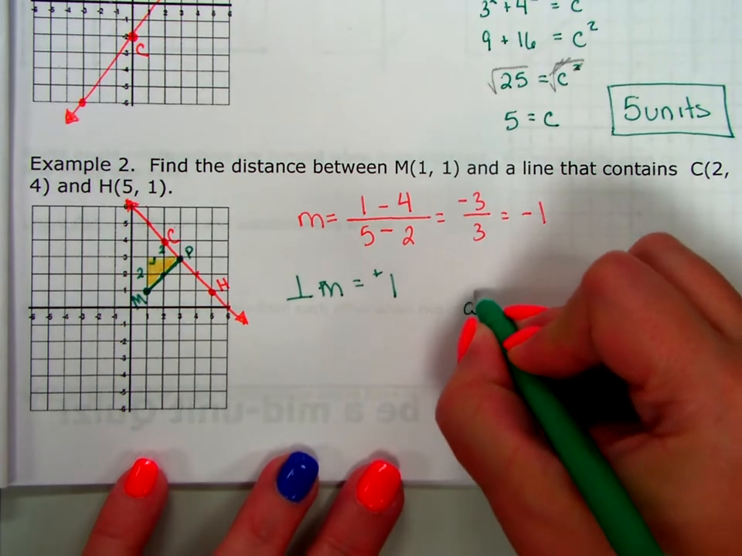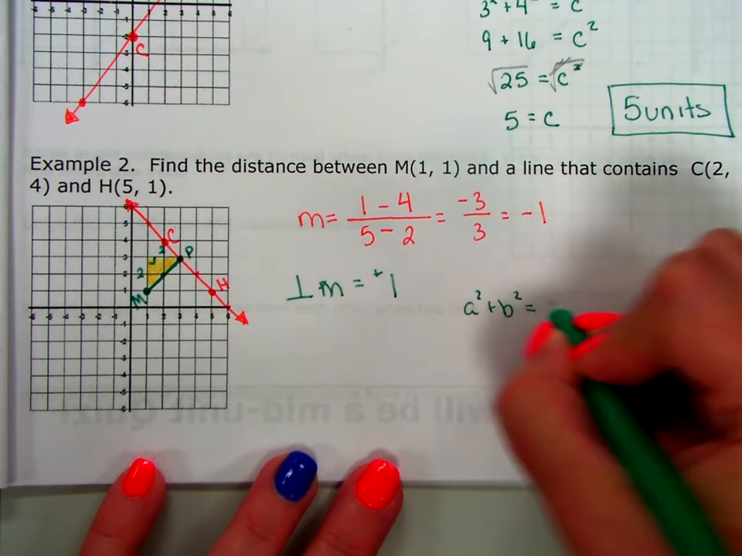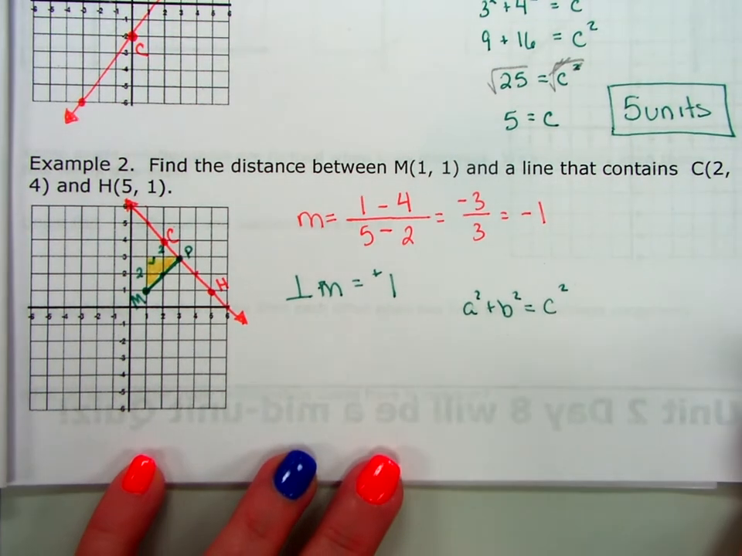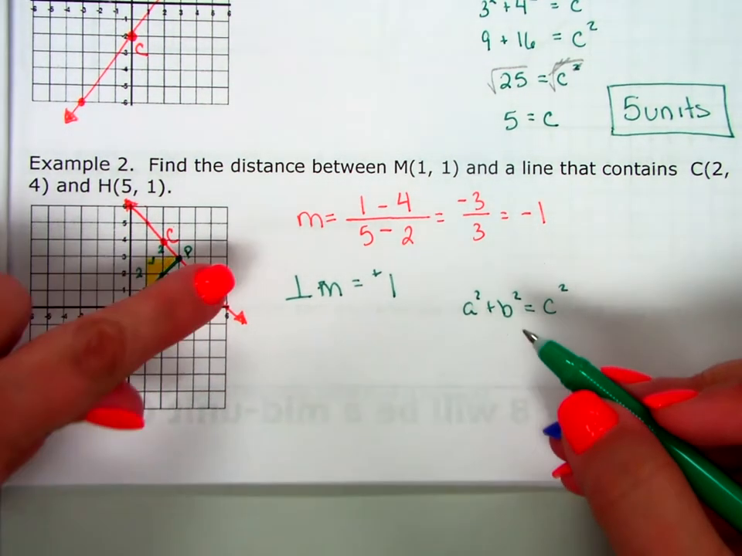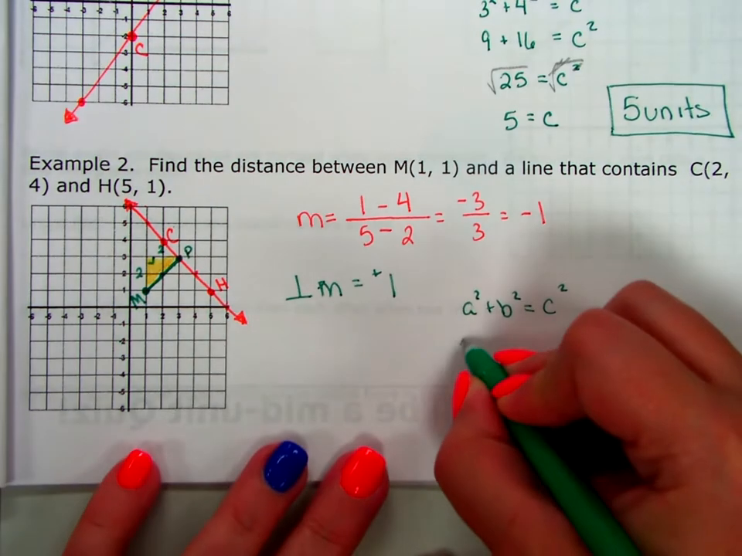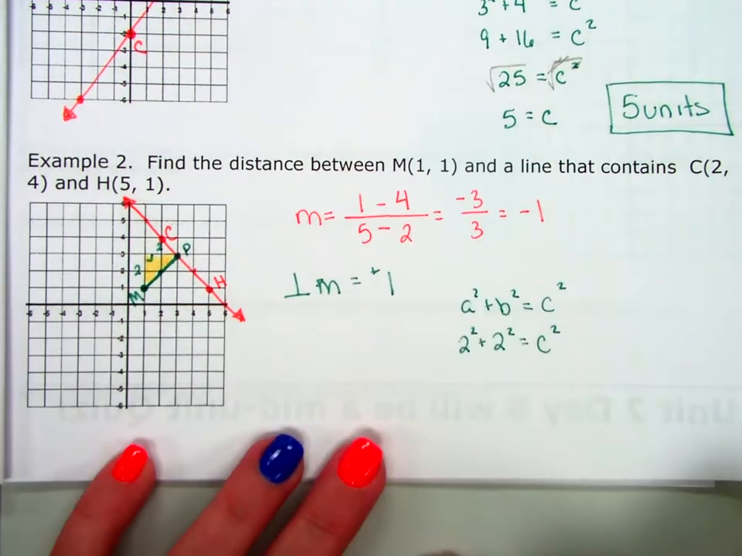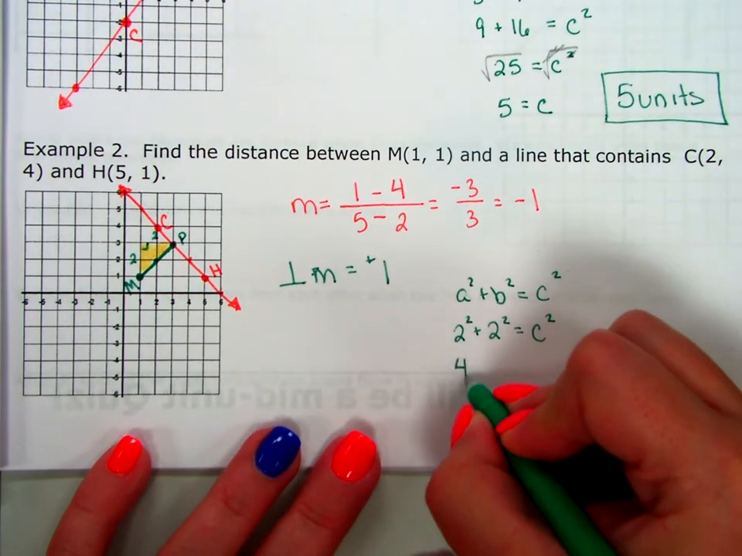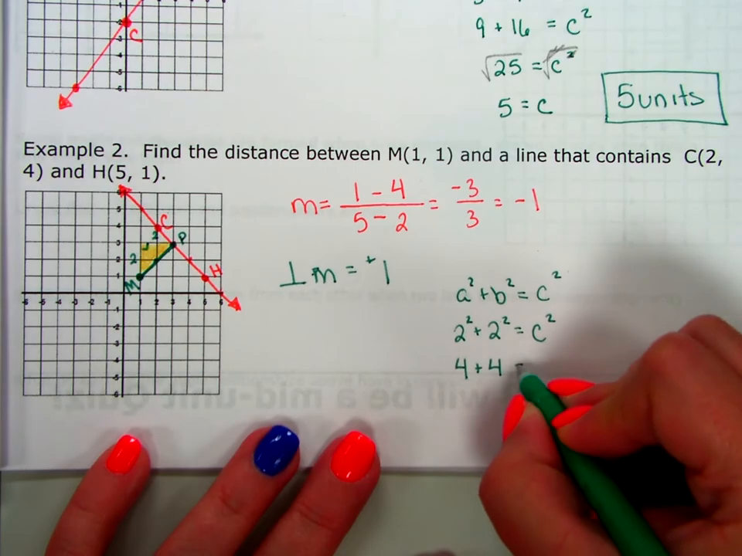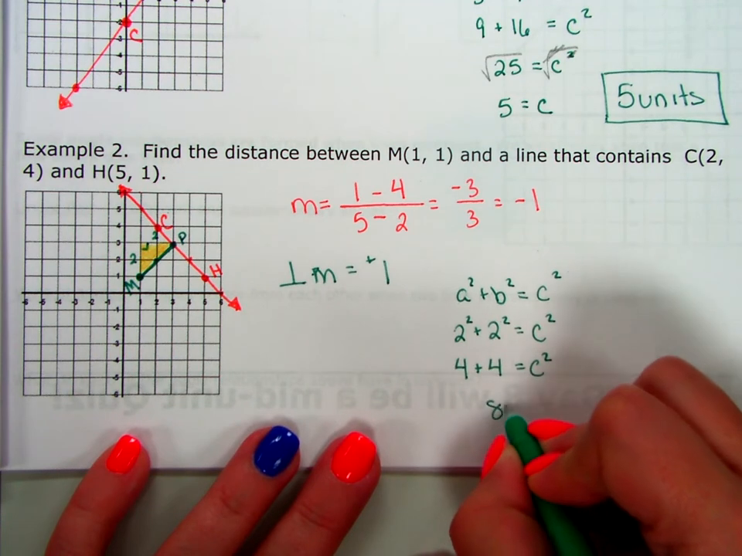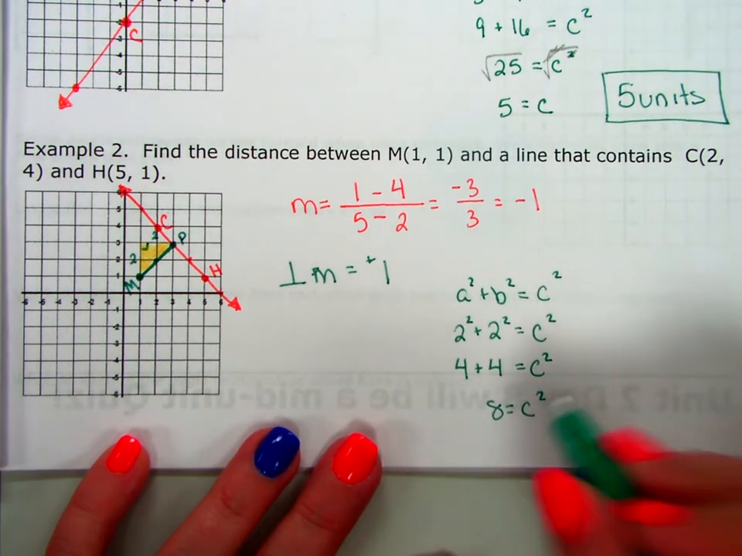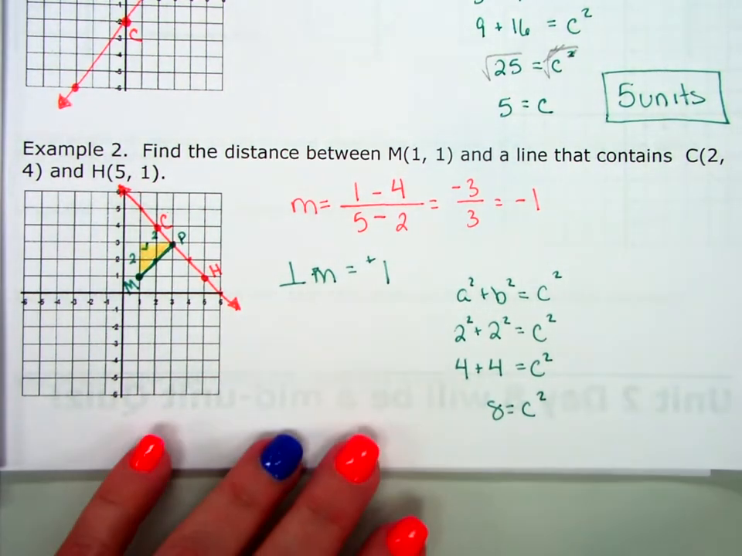So a squared plus b squared equals c squared, where both a and b happen to be the same. They're both 2. 2 squared is 4. So 8 equals c squared. How do I get rid of the square? Square root.